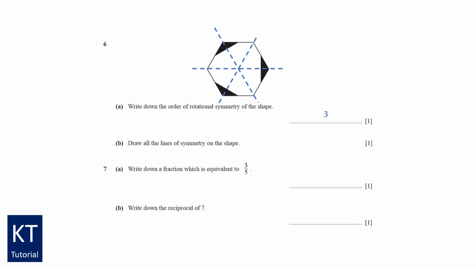Next, write down a fraction which is equivalent to 3 over 5. This would be any multiple of 3 over 5, 4 over 10 being one of it. Next, write down the reciprocal of 7. It is 1 over 7.